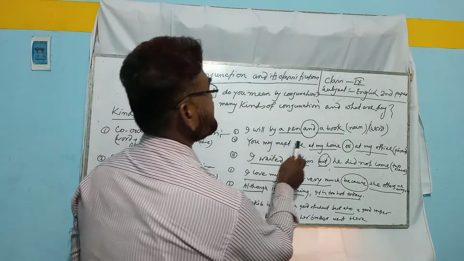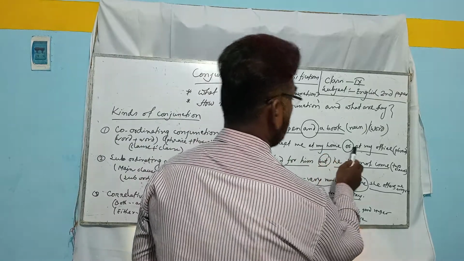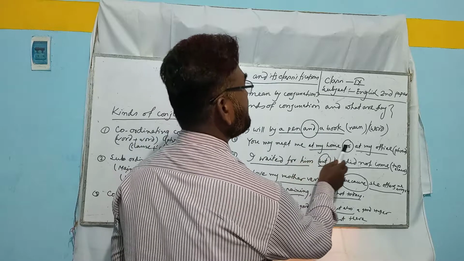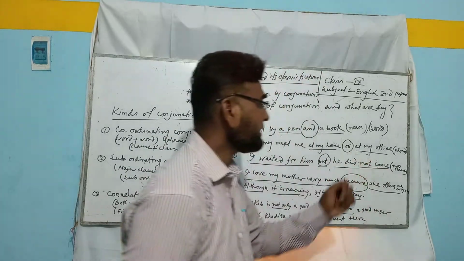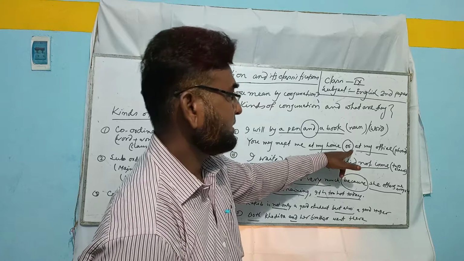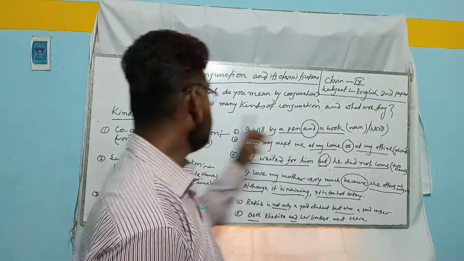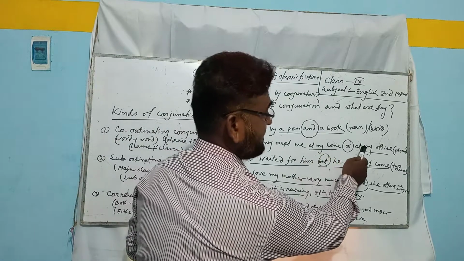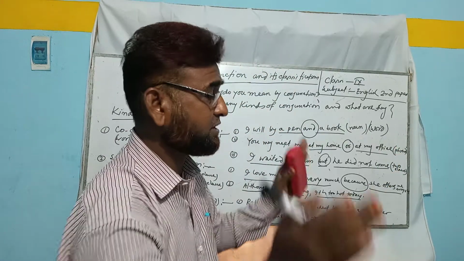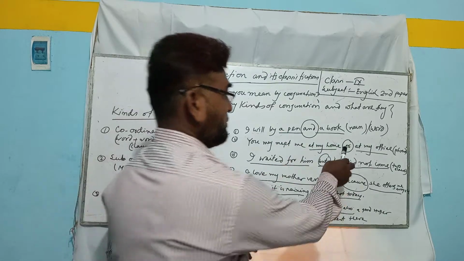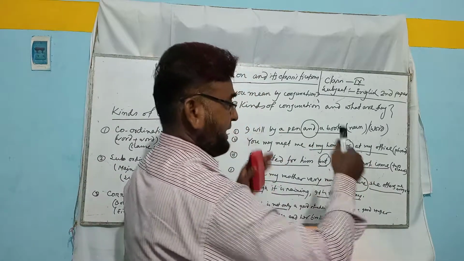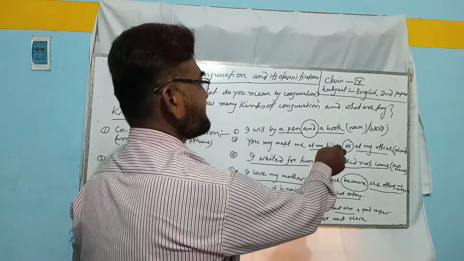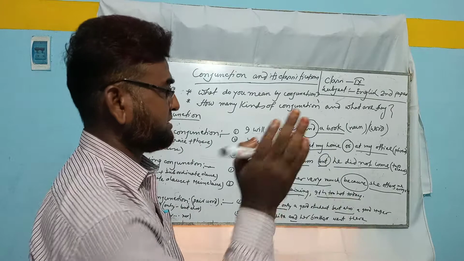Another example: You may meet me at my home or at my office. Here, 'or' is a conjunction and it is also a coordinating conjunction because 'at my home' and 'at my office' are both phrases, and the conjunction 'or' has been added to join the phrases. So it is also an example of a coordinating conjunction.